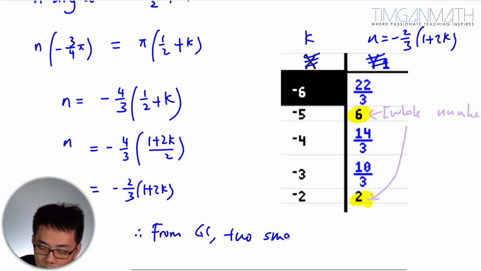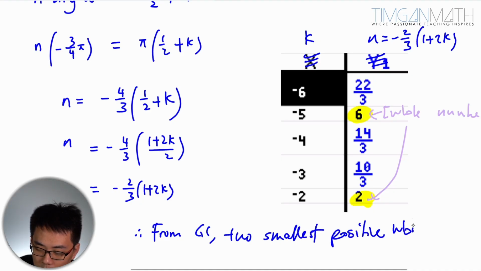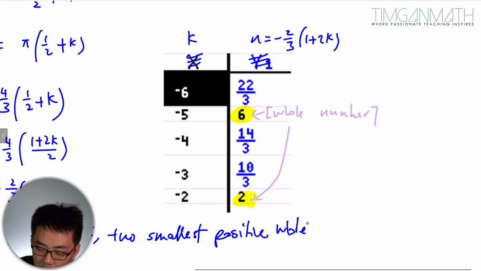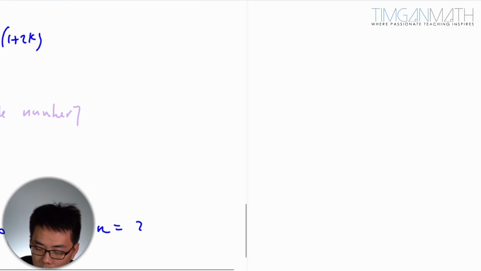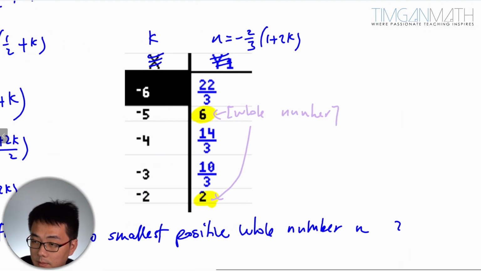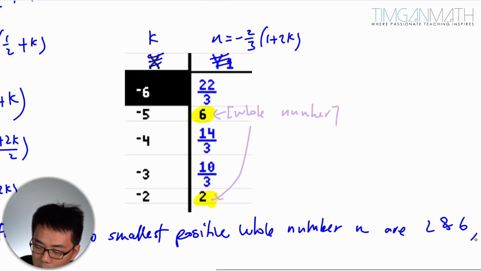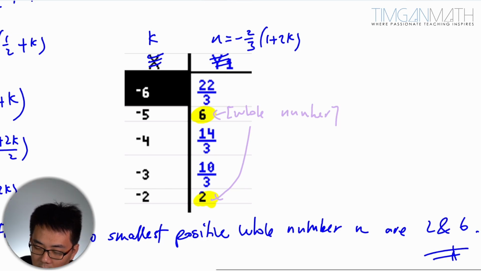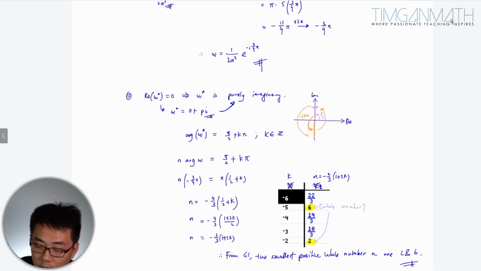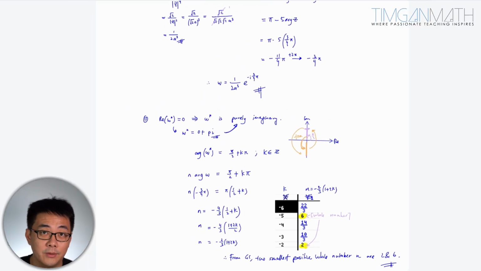So the two smallest positive whole number n from GC equals 2 and 6. Okay, 2 and 6. So that's how I do this question proficiently. If you have any questions at all, please let us know and I'll see you in the next question.